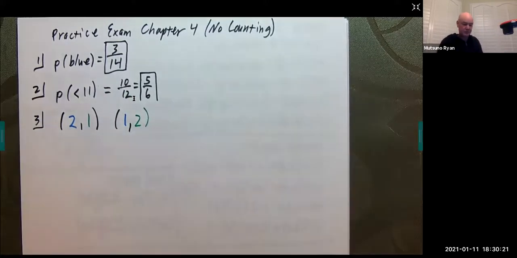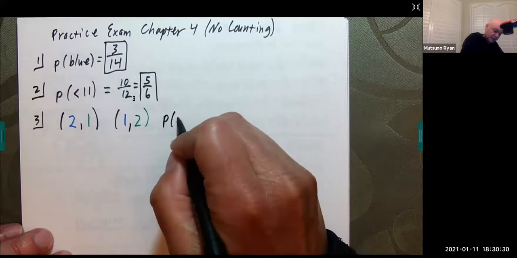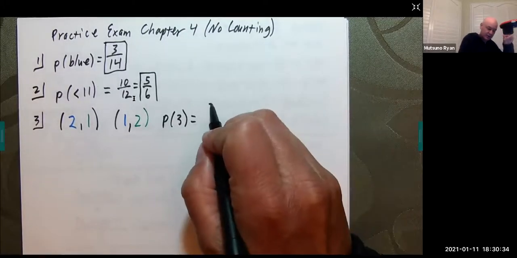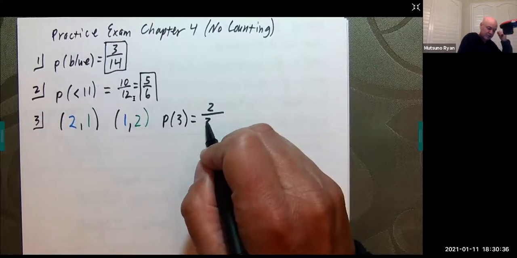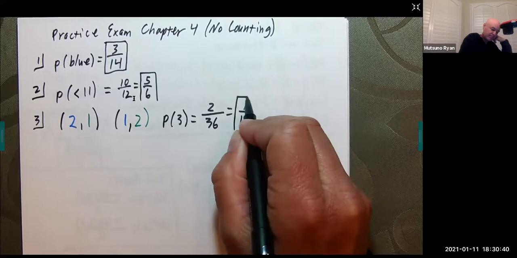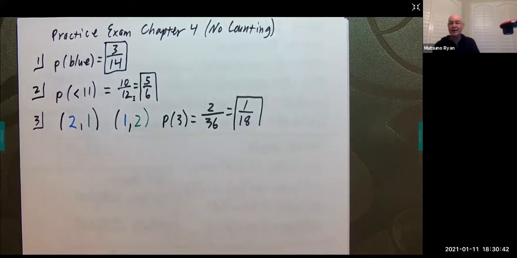If you can visualize the 2 different dice being maybe different colors, so we can keep track of it. And there's a total of 36, so the probability of rolling a 3, there are only 2 possibilities, that's my numerator, out of the 36. And if I reduce that, that's 1 over 18. That means I have a 1 in 18 chance of rolling a 3. So quite low, actually.